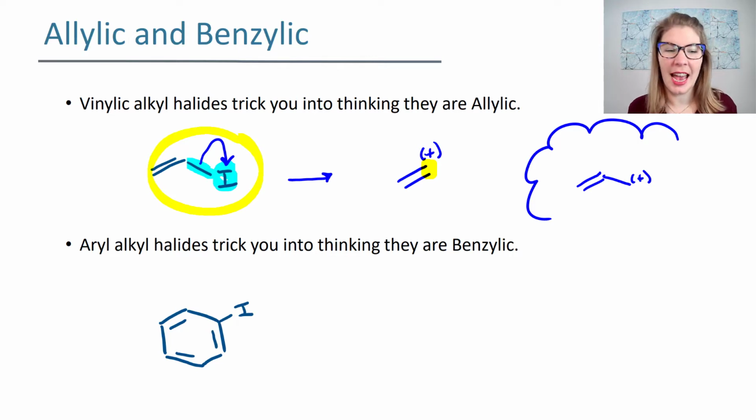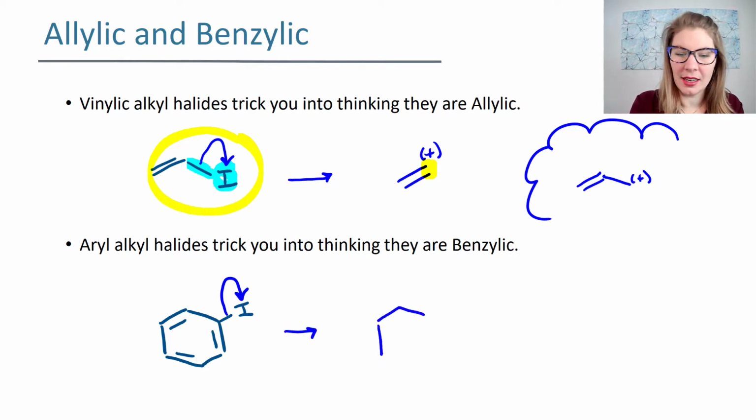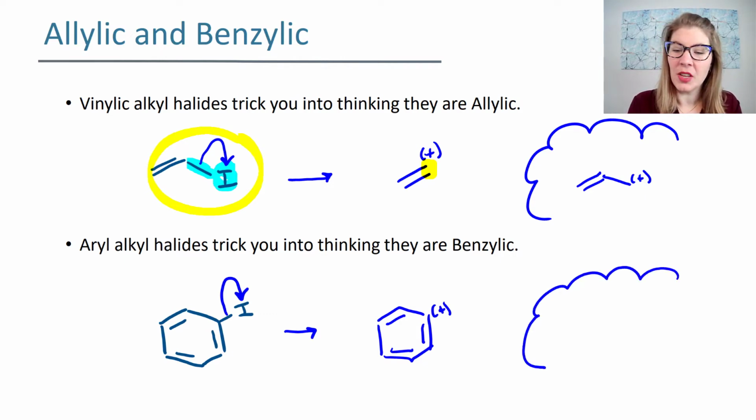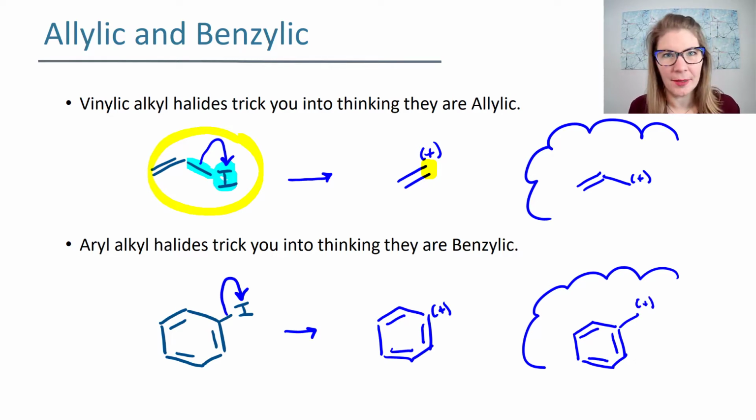The same type of thing happens with aryl alkyl halides and benzylic alkyl halides. If we look at this one where the iodine is directly attached to the ring, when that iodine leaves, it actually makes a positive charge on one of the sp2 hybridized carbons. This is not stable. This is not going to form. Again, your brain is seeing that iodine and that bond, and it's just taking away the I to make you think that it's going to form a benzylic carbocation, and it's not, because when that iodine leaves, the iodine plus its electrons leave, and you get a positive charge on the carbon on the ring.